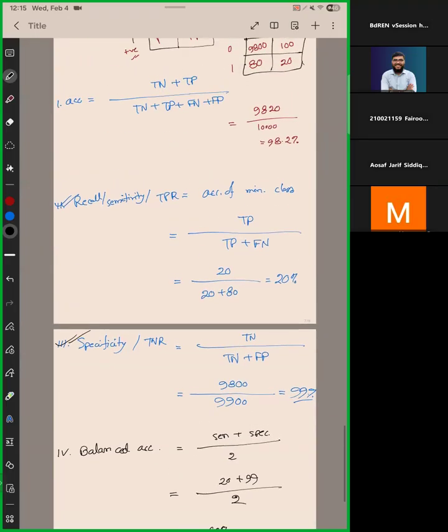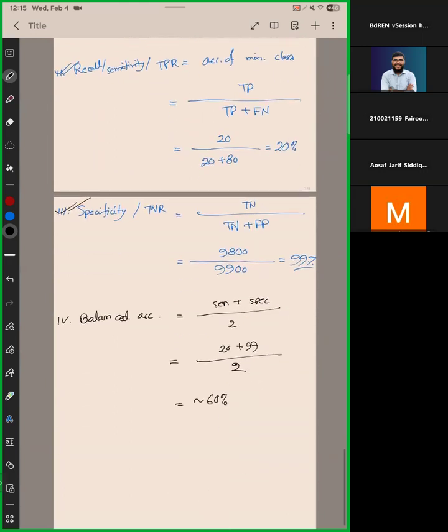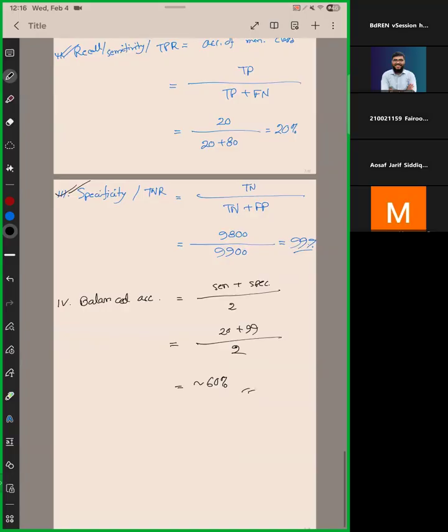Original accuracy was extremely biased, 98%. That was not giving you any idea about the original performance. But when you have balanced accuracy, it gives you some idea about the overall accuracy of the system. But still it does not say that recall is too low and specificity is too high. It does not represent that idea. It is somewhere in the middle.